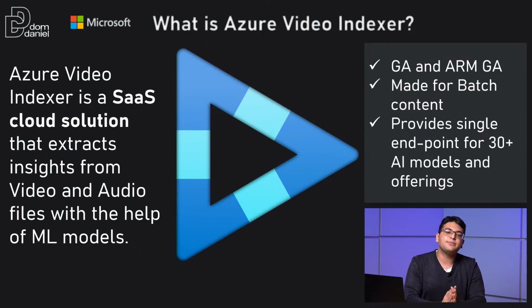And this service is made for batch content and not actually streams. So, for example, if your company has archives, you can use this great service to deep search through lots of files and find what's needed. Azure Video Indexer also provides 30+ AI models, which is great because you only use one endpoint to access all this intelligence, and you don't need to create solutions based on other Microsoft AI services.